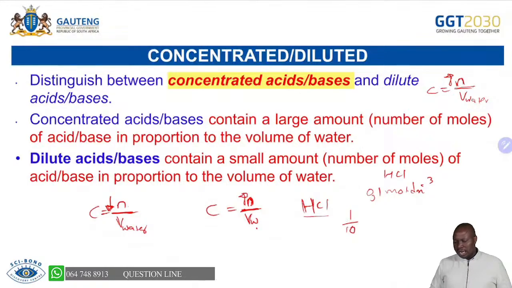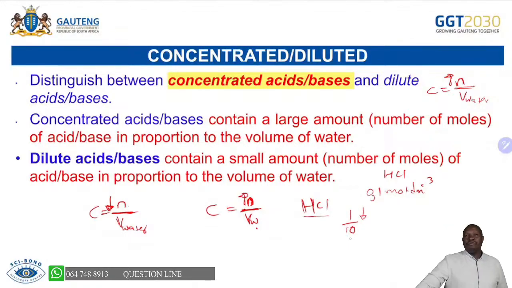So you are able to see that we have less number of moles in proportion, because the number of moles is 1, the volume of water is 10. So you have less number of moles in proportion to the volume of water. That makes it dilute. So when you see 0.1 moles, less than 1 mole of a substance, you know that it is diluted, because it means we have less number of moles in proportion to the volume of water.